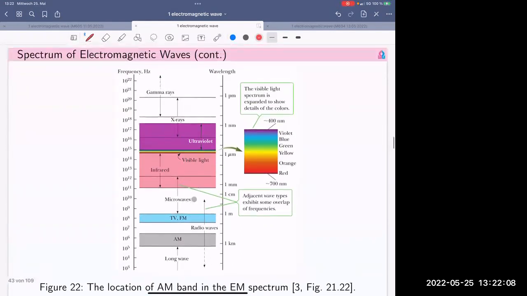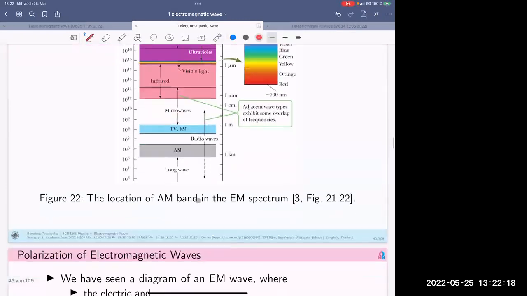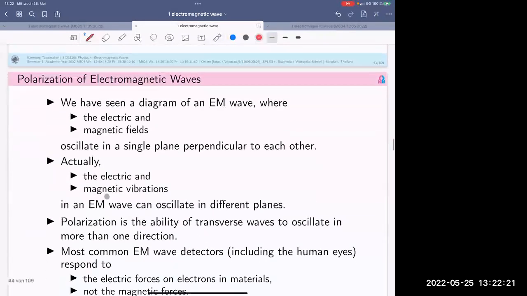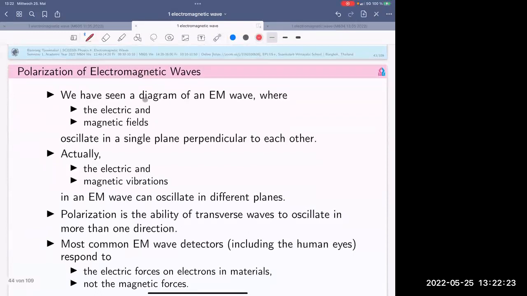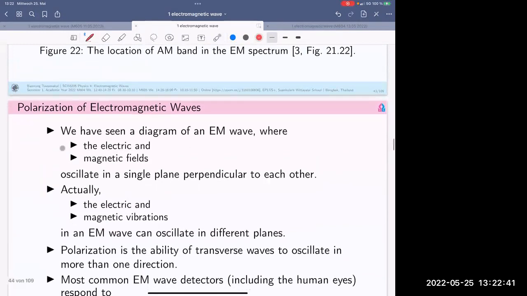Okay, here is another picture of the whole electromagnetic band. And now we will talk about the next topic in this chapter. It's called polarization of electromagnetic waves, and here we're going to have more, I would say, calculation scenarios.